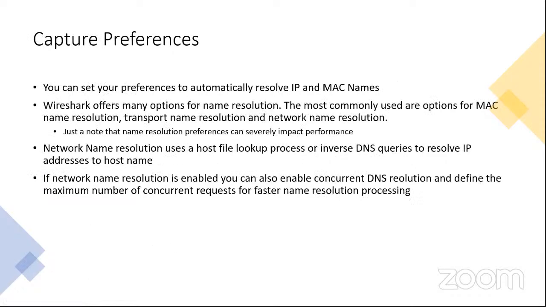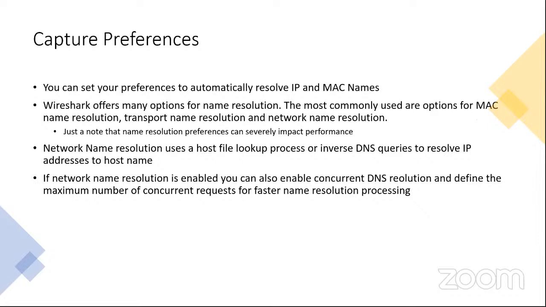So you can set your preferences to automatically resolve IP and MAC names. For example, if you know that a certain IP is coming from a certain device on your network, let's say a smart microwave, right? And you're taking a look at your network traffic and you want to make sure that whenever you see that microwave's traffic, it just displays microwave so you can ignore it, right? You can automatically resolve IP address names, MAC names, or devices within your network.